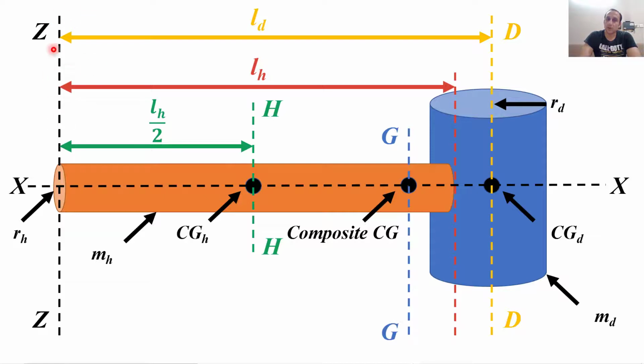Okay, so you can see that all of these dimensions start from the axis of interest. This is the distance of CG from ZZ. We have another one, which is D. That is the composite CG, the distance of the composite CG from the axis of interest.